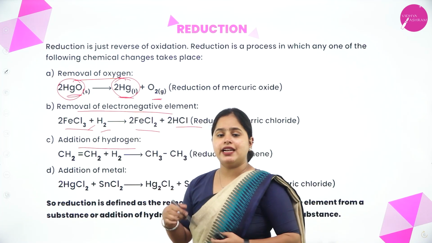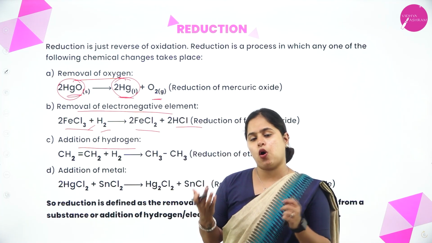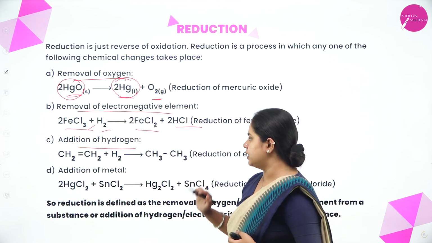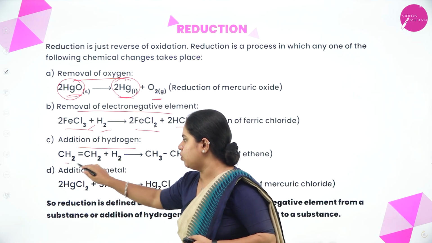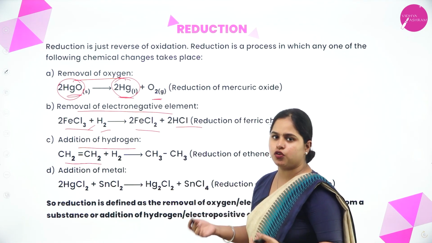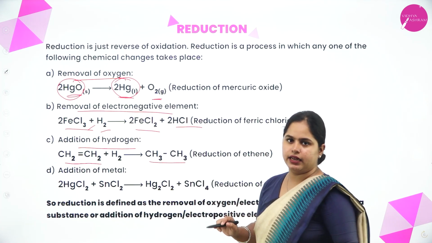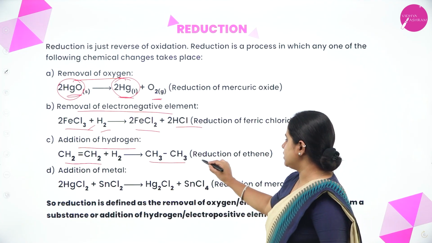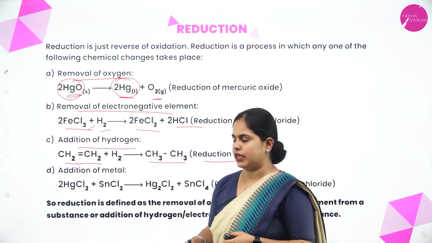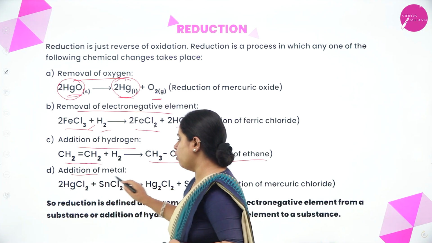So the next one is addition of hydrogen. Again it is the opposite of oxidation. In oxidation it is removal of hydrogen. Here it is addition of hydrogen. This example you are familiar with. It is an alkene to which we are adding hydrogen. So what happens? We obtain an alkane. Okay, we are adding hydrogen, so even this is reduction of ethene. Here also reduction is taking place. The last one is addition of metal.